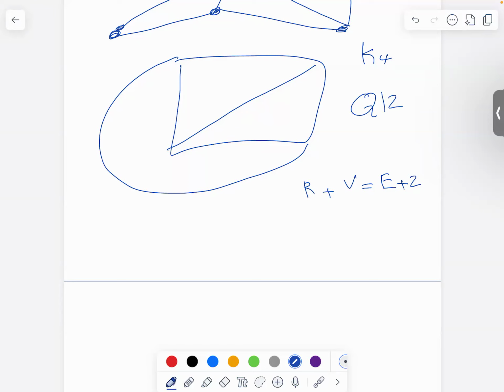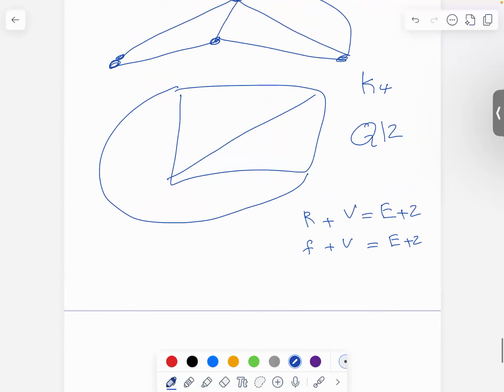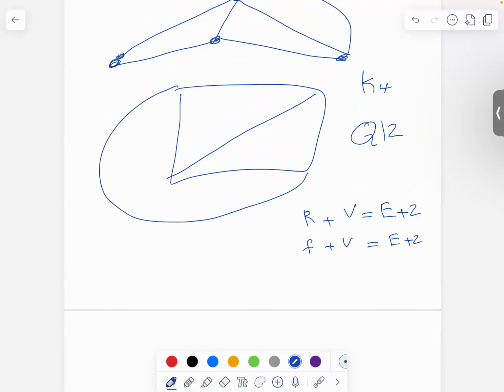So it's also called a face. Instead of the word region, face is also used. V minus E plus F equals 2. So let's see if this one is working. One region, second, third. Okay.